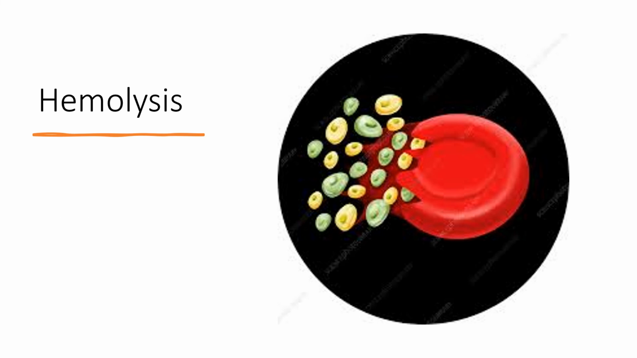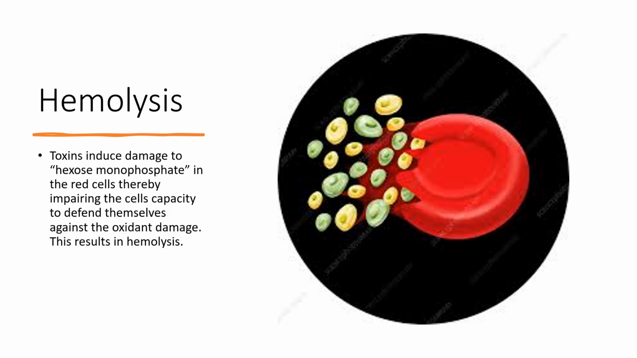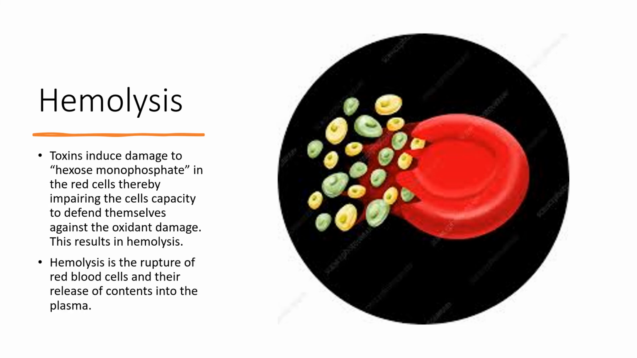We discussed hemolysis earlier. Basically, chlorine can damage something called hexose monophosphate in the red cells, and this impairs the cell's capacity to defend themselves against oxidant damage, and that results in hemolysis. Hemolysis, again, is a rupture of red blood cells and their contents into the plasma.